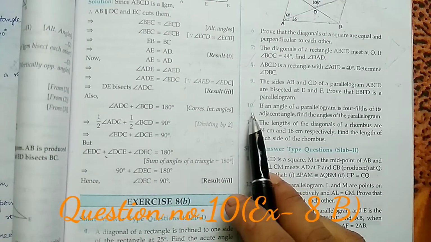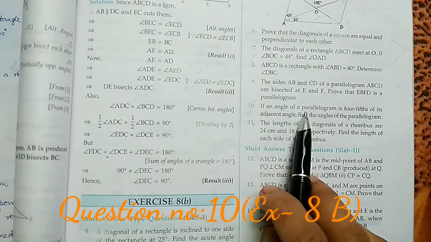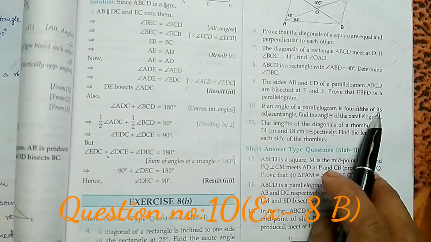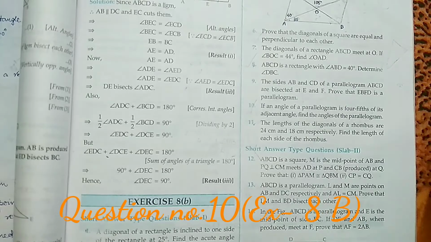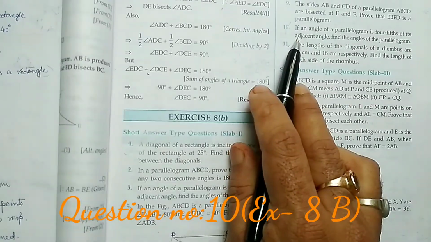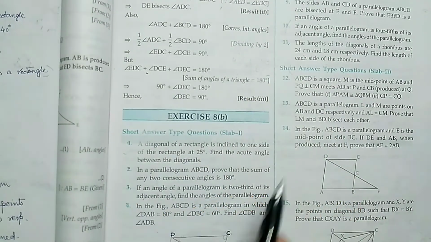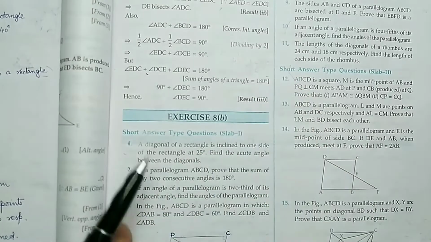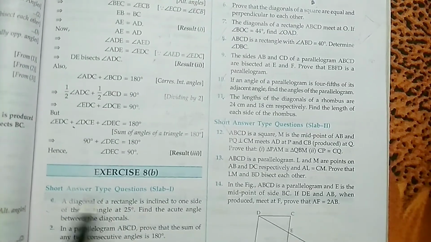In question number 10, it is given, if an angle of a parallelogram is 4/5 of its adjacent angle, find the angles of the parallelogram. This sum is almost the same as question number 3. So this sum you can do yourself. Let me do the last one, that is question number 11.